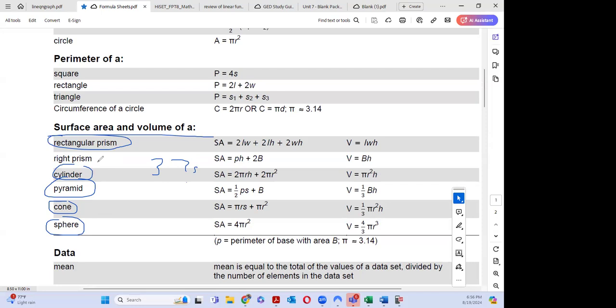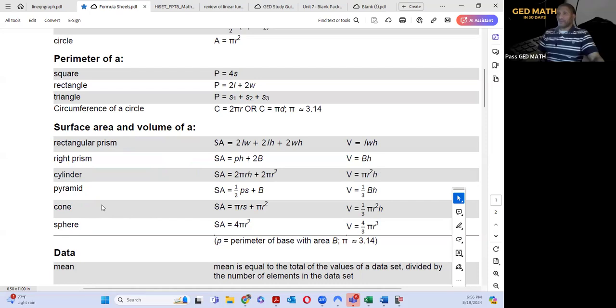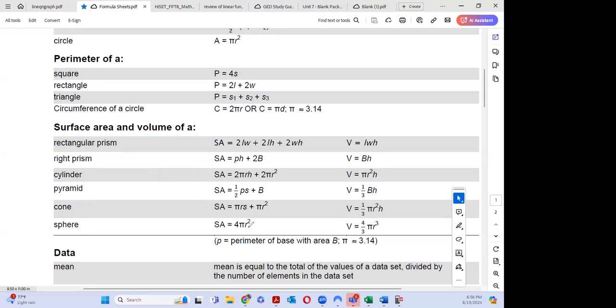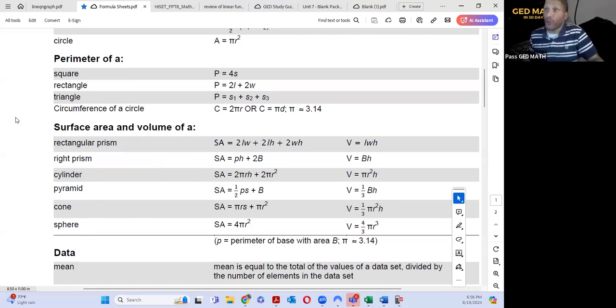I haven't seen the pyramid for surface area. What does the PS stand for next to the half? Very good question. What does the PH stand for? You said for right prism? The PS? Yes. So the pyramid. Let me draw a pyramid for you. Hold on.